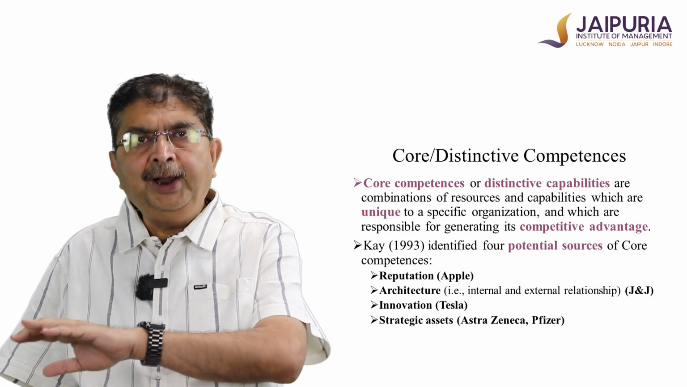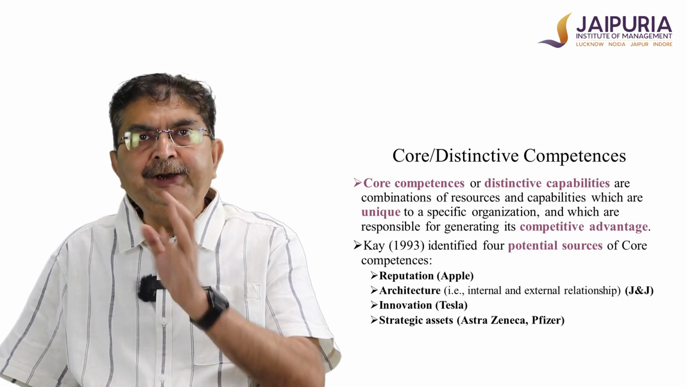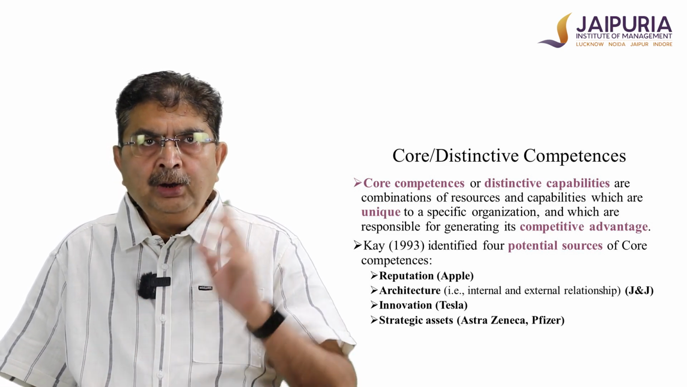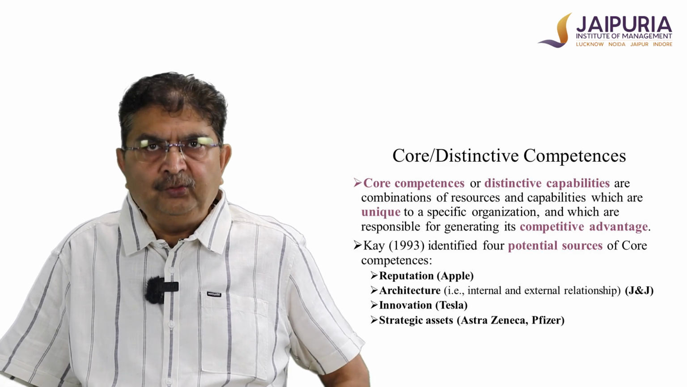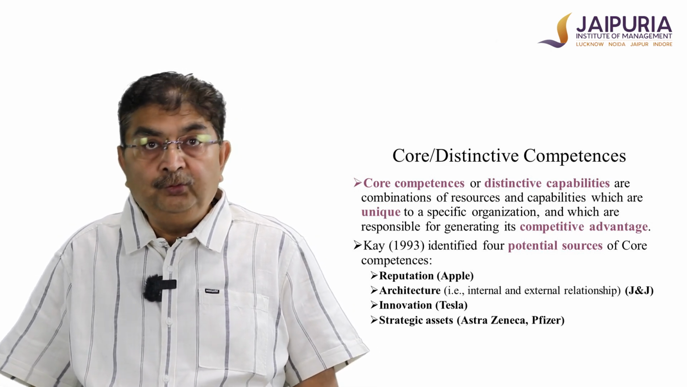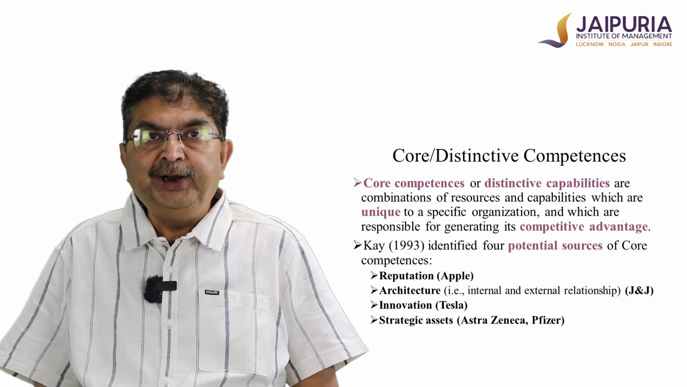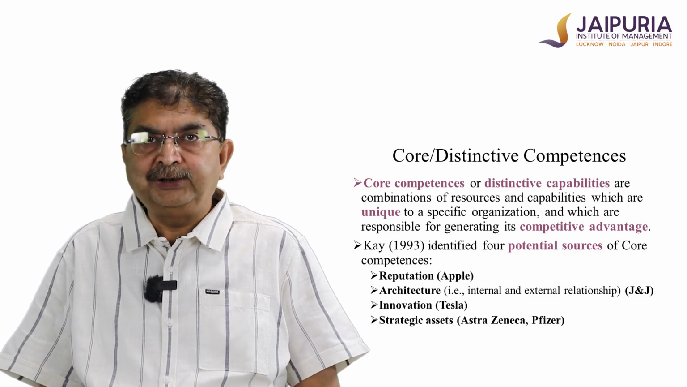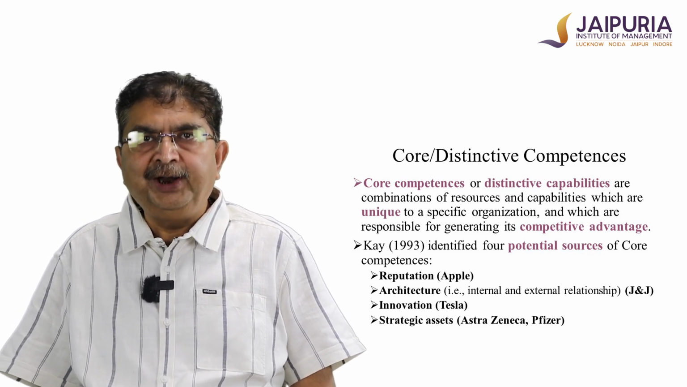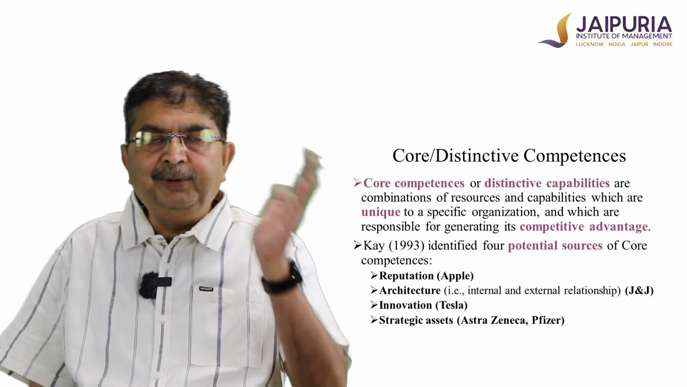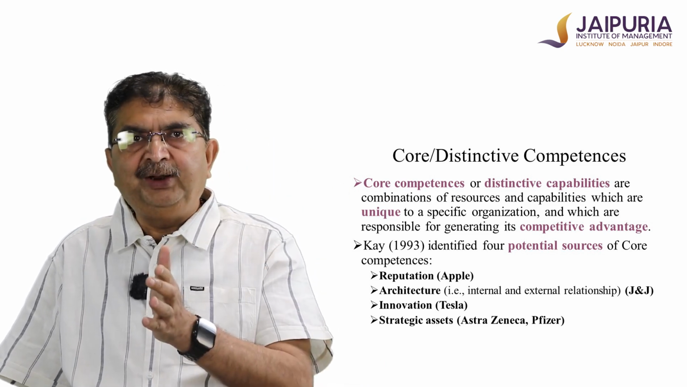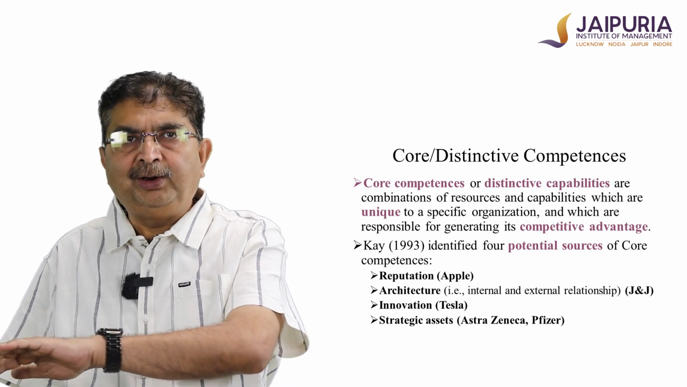And again, ahead of the capabilities are the distinctive or the core competencies of the organization. So the core competencies or distinctive capabilities are combinations of resources and capabilities which are unique to a specific organization and which are responsible for generating its competitive advantage. So again, I repeat the sequence: resources, capabilities, distinctive competencies, and finally competitive advantage.